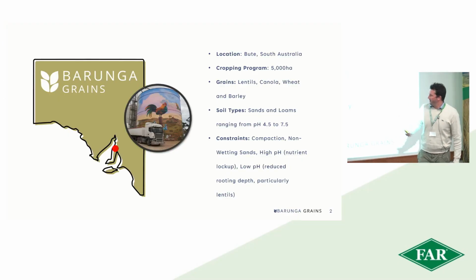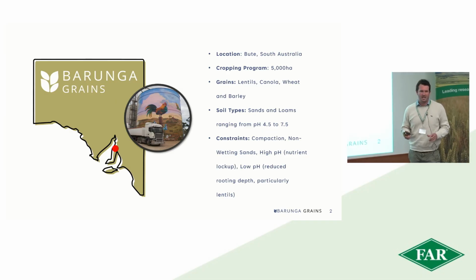Just a bit about the area. South Australia, in the middle, centre. Adelaide's just above the little island, Kangaroo Island. 5,000 hectares. Crops are lentils, canola, wheat and barley.